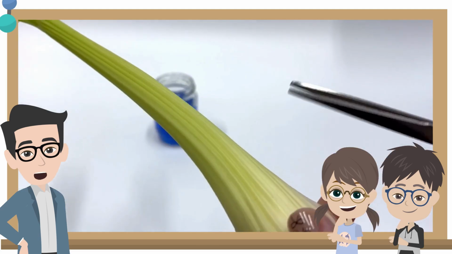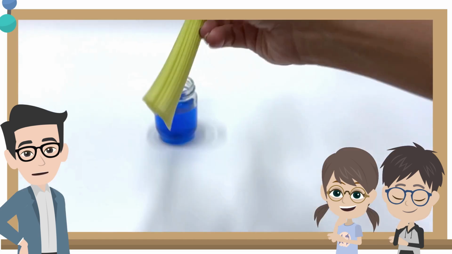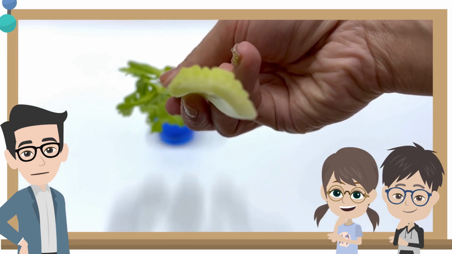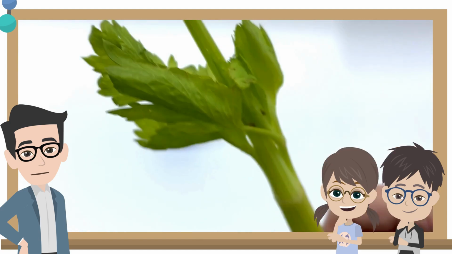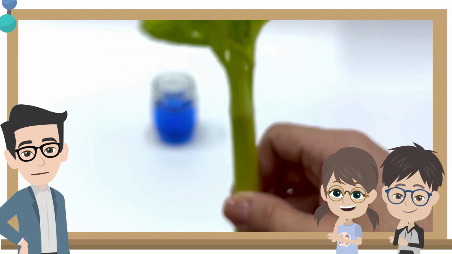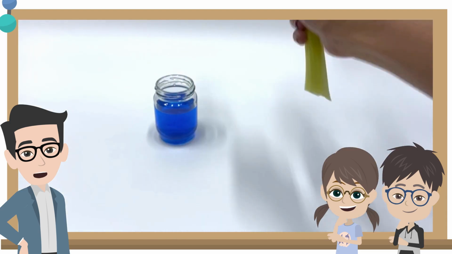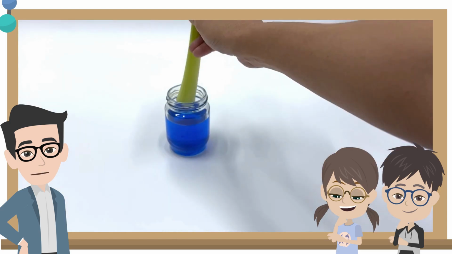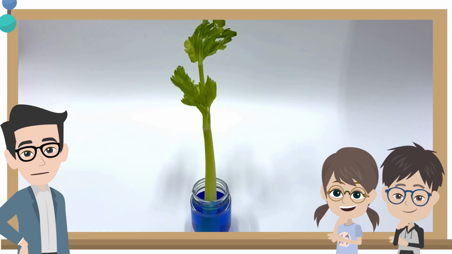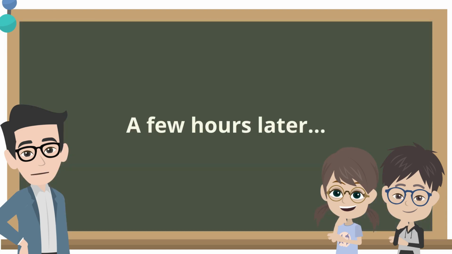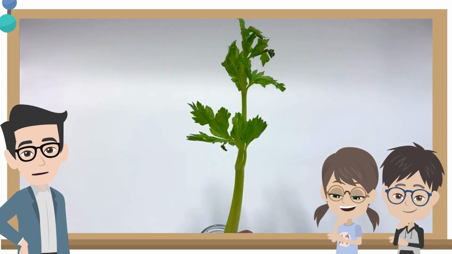Then, use the pair of scissors to cut 3 centimeters off the bottom of the celery stalk. Finally, place the stalk into the container. We are now ready to leave the celery stalk in the beaker for a few hours. After a few hours, remove the celery stalk from the container.